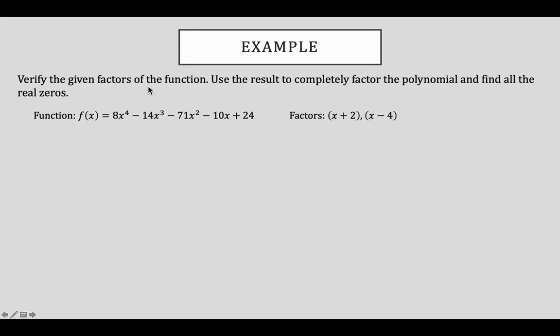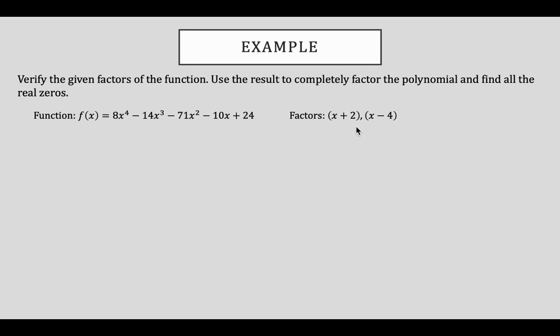Verify the given factors of the function and use the result to completely factor the polynomial and find all the real zeros. So here we have a quartic, that is a fourth degree polynomial, 8x to the fourth minus 14x cubed minus 71x squared minus 10x plus 24. And we are told that x plus 2 is a factor and that x minus 4 is a factor. That means if I take my function and I divide it by x plus 2 and I divide it by x minus 4, I should end up with 0 for my remainder. Each of those factors should divide in evenly.